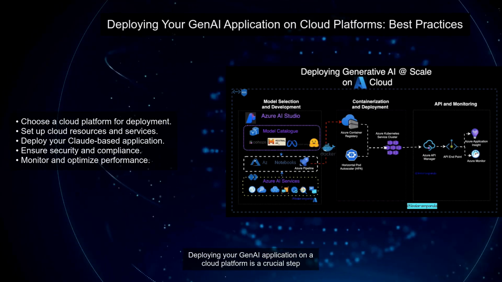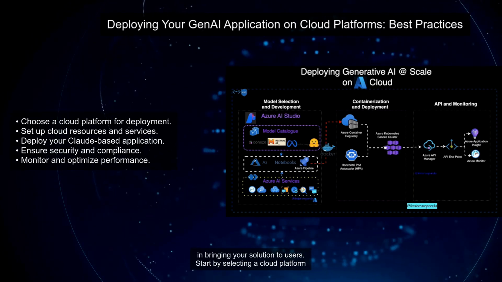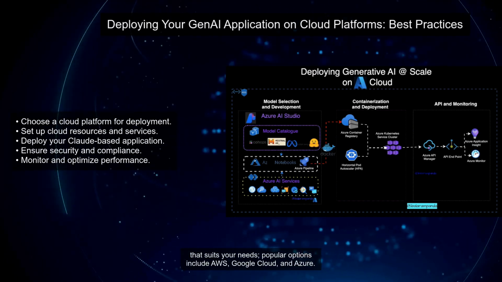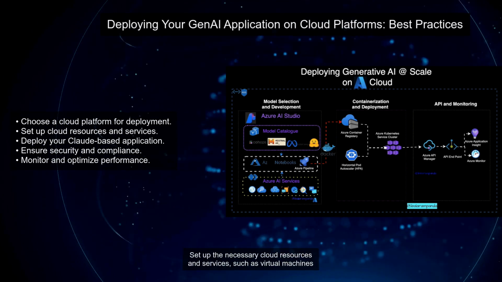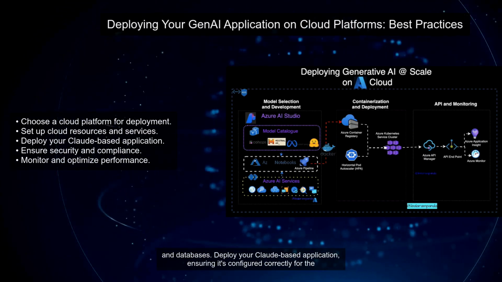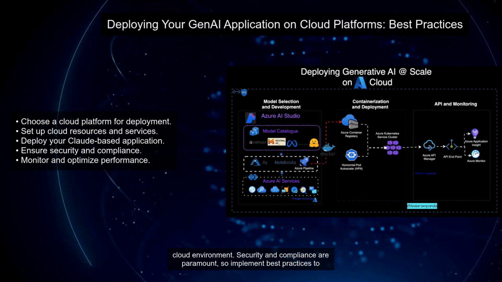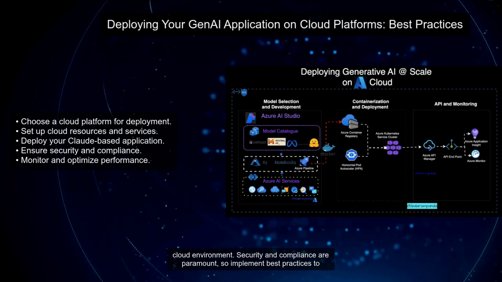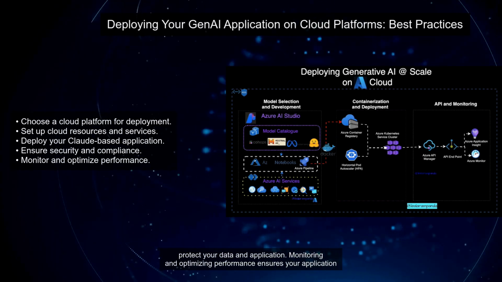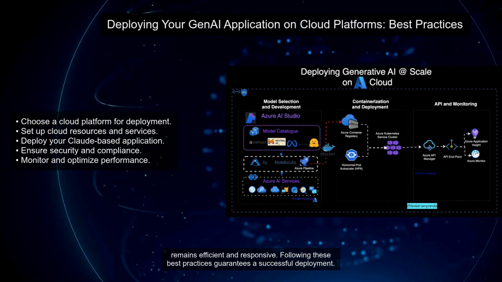Deploying your GenAI application on a cloud platform is a crucial step in bringing your solution to users. Start by selecting a cloud platform that suits your needs. Popular options include AWS, Google Cloud, and Azure. Set up the necessary cloud resources and services, such as virtual machines and databases. Deploy your Claude-based application, ensuring it's configured correctly for the cloud environment. Security and compliance are paramount, so implement best practices to protect your data and application. Monitoring and optimizing performance ensures your application remains efficient and responsive. Following these best practices guarantees a successful deployment.